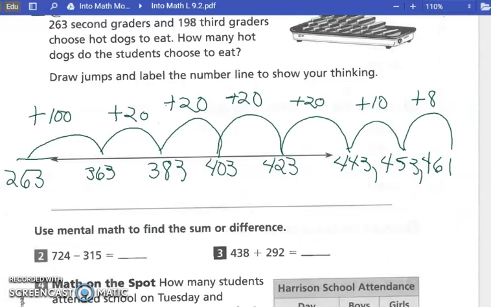Okay, so I had a little error, and we had to go back and change these hundreds while we have the recording off. Okay, so the answer here, remember they said how many hot dogs do the students eat? They eat 461 hot dogs.